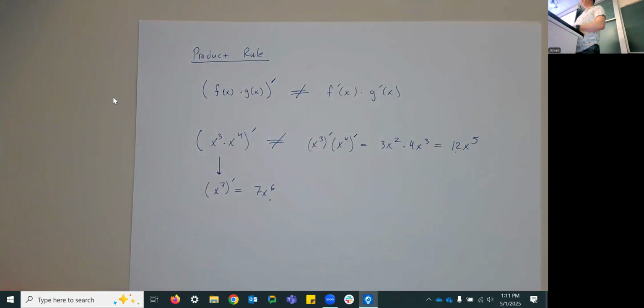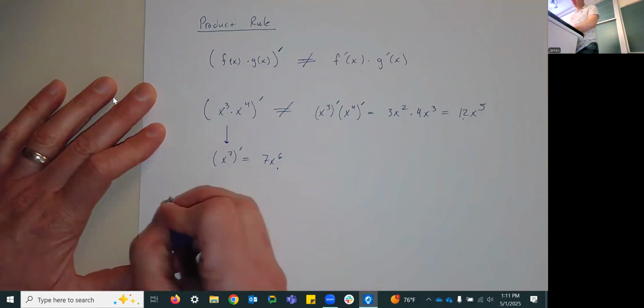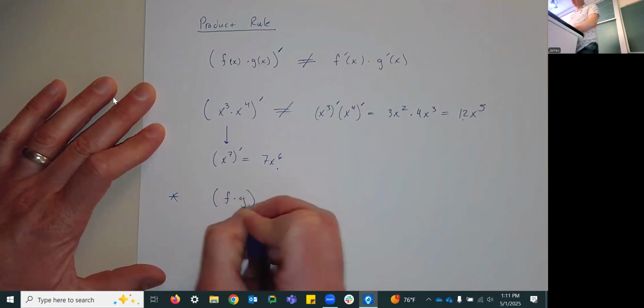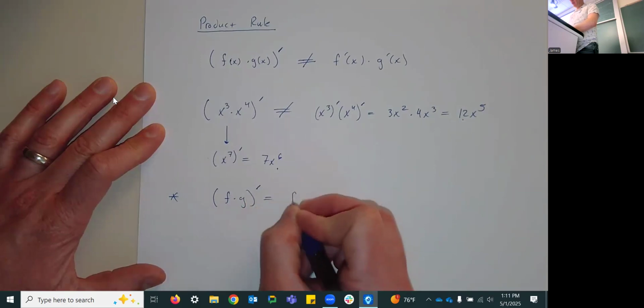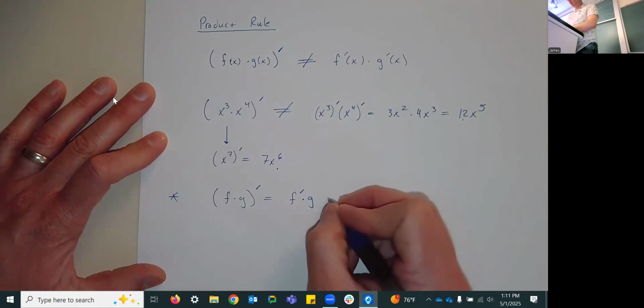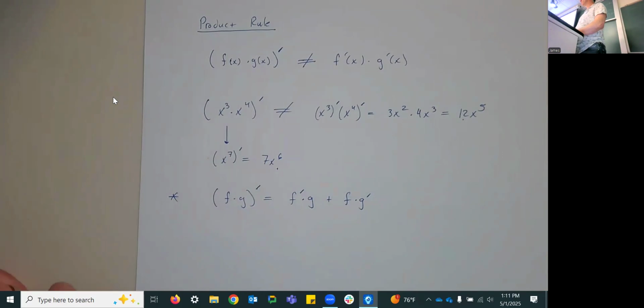When you take the derivative of two functions multiplied together, you don't just take each of the derivatives and multiply them together. What we do instead, which is actually the product rule, is the following. The derivative of f times g is equal to the derivative of f times the original g plus the original f times the derivative of g.